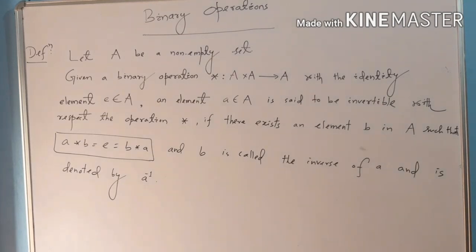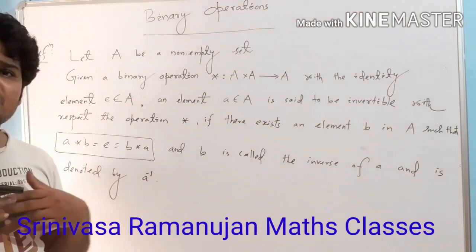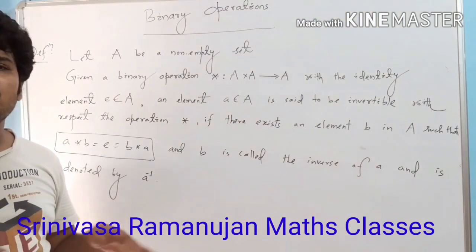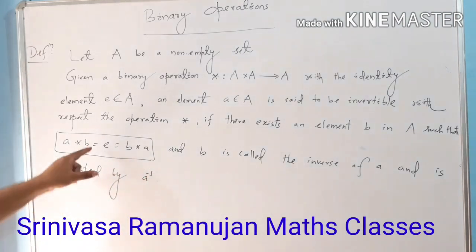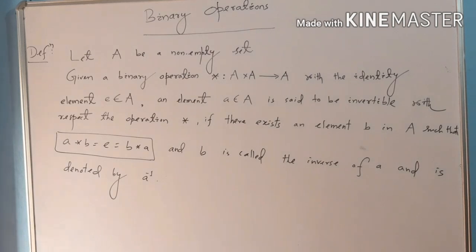This definition involves two concepts. One is existence of identity element with respect to star, and the other is existence of inverse of an element with respect to star. So whenever we are going to find the inverse of an element, we have to test whether that operation has an identity element or not. If it has no identity element, then we are not able to find its inverse, because the definition of inverse of an element is associated with the identity element.